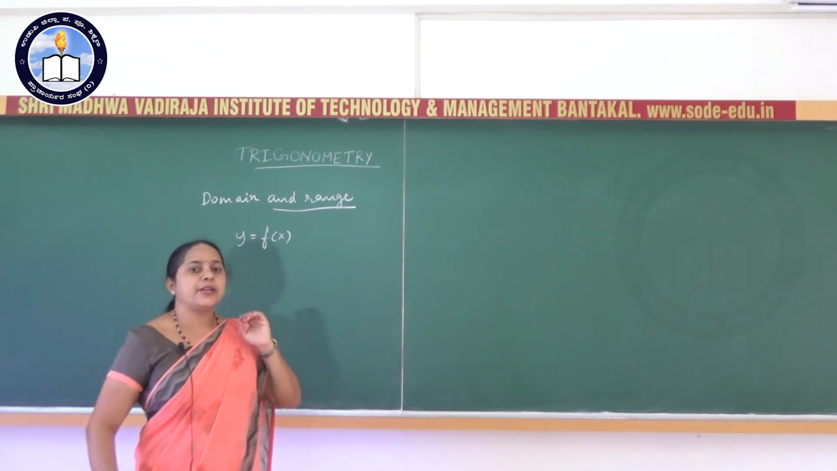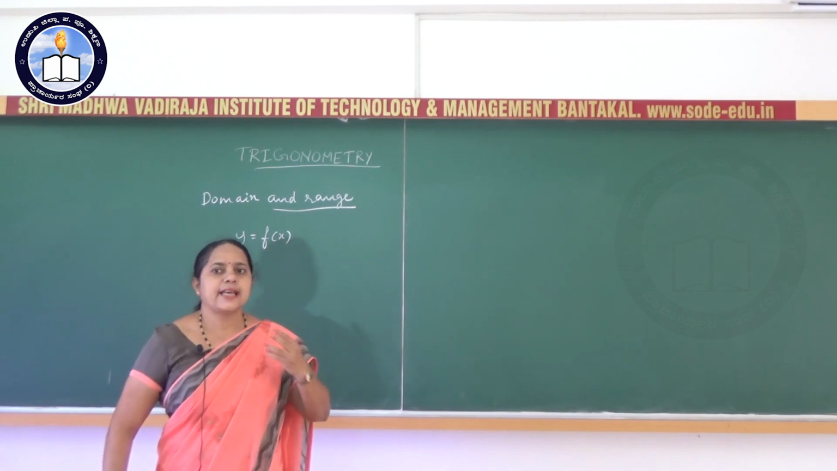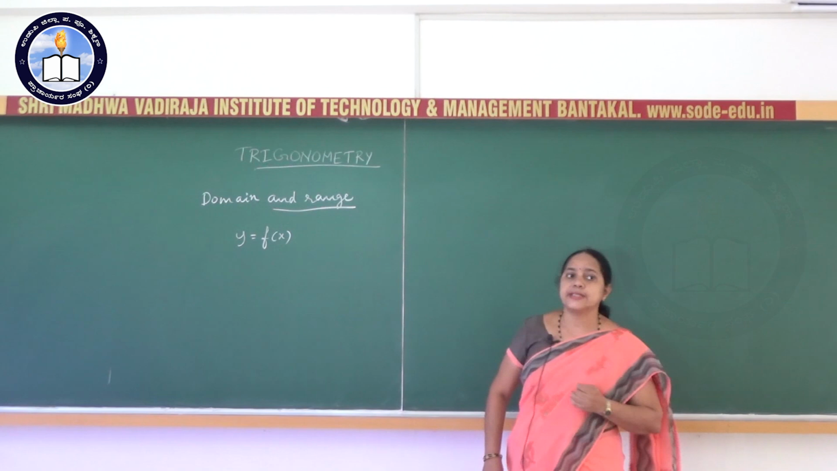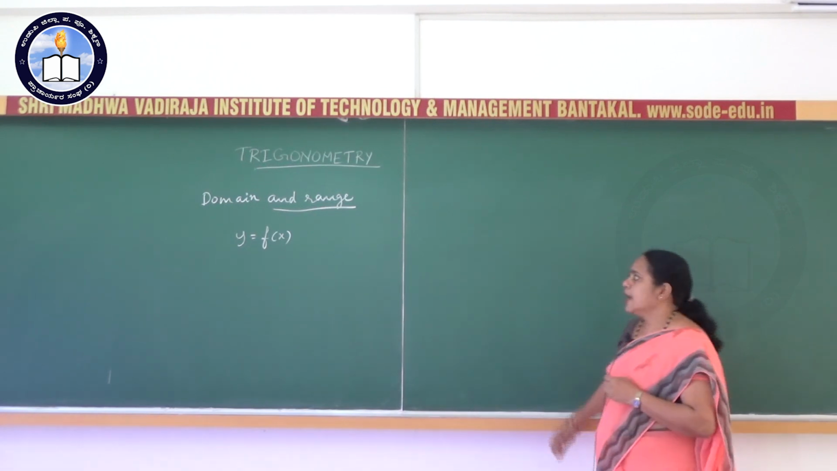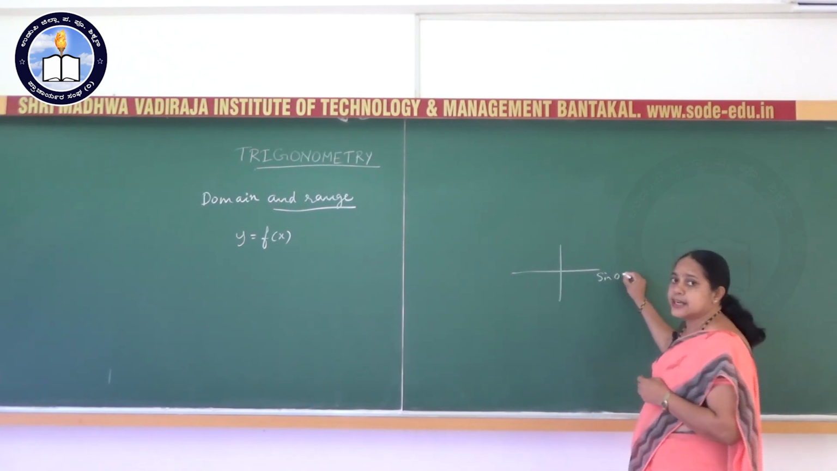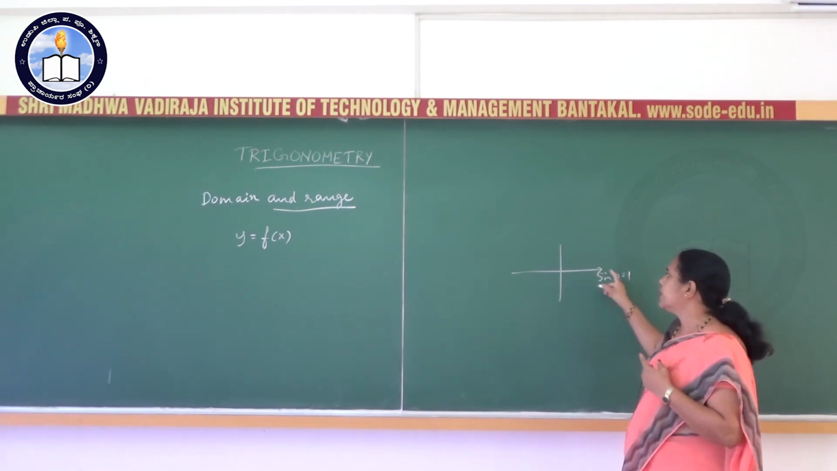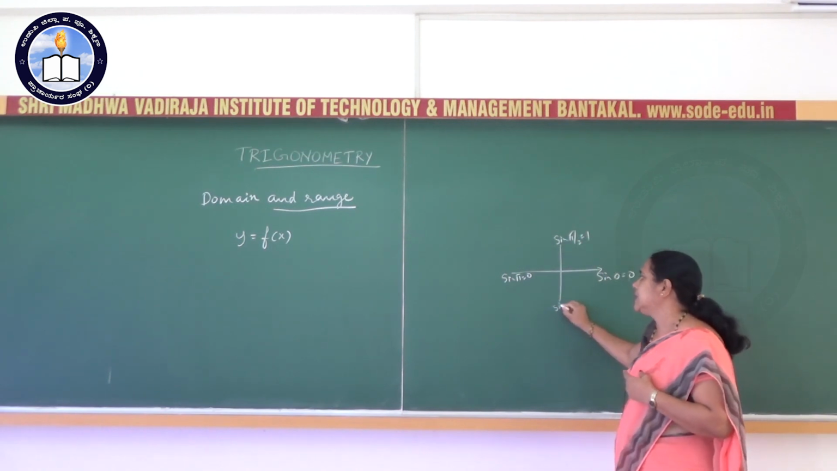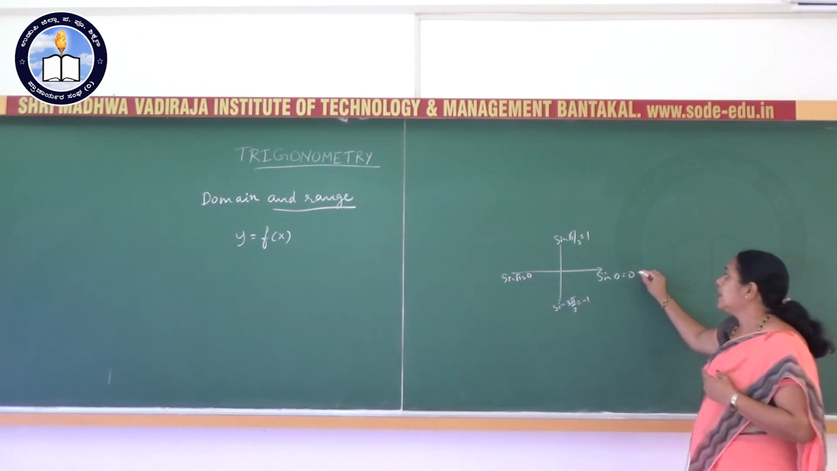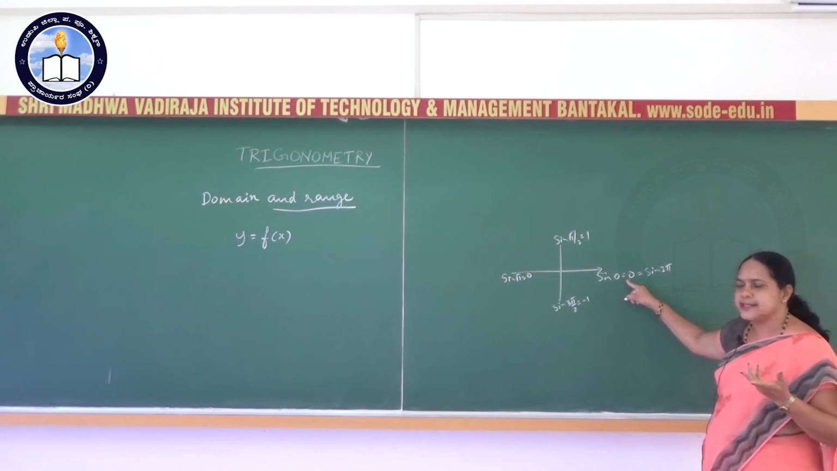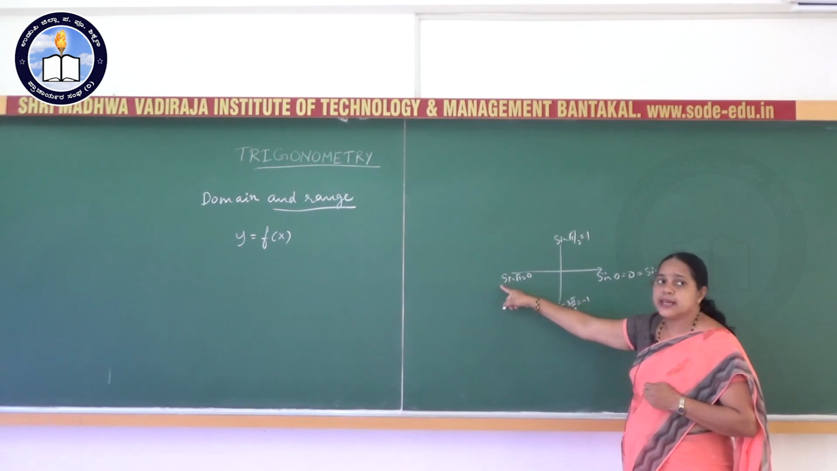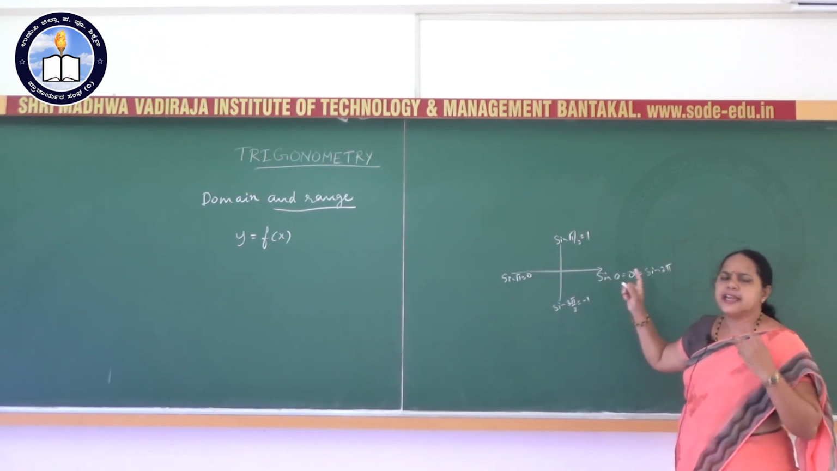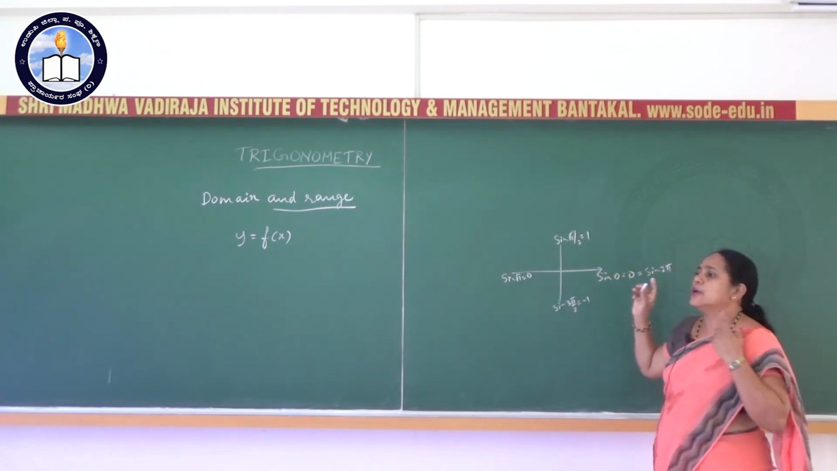From the definition of sine and cosine functions, we observe that they are defined for any real number. So the domain of sine and cosine functions is the set of all real numbers. In the last class we studied the sine function. Sine 0 is equal to 0, sine 180 is equal to 0, sine 90 is equal to 1, sine 270, that is 3 pi by 2, is equal to minus 1. Sine 2 pi is the same as sine 0, which is 0, sine 5 pi by 2 is equal to 1, sine 3 pi is 0, sine 7 pi by 2 is minus 1, sine 4 pi is equal to 0. So if you take any real number, the values of sine x and cos x are defined.